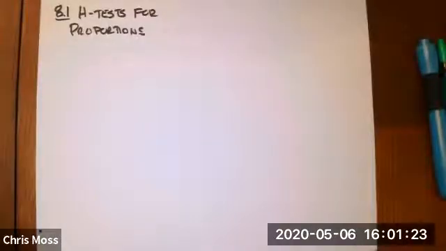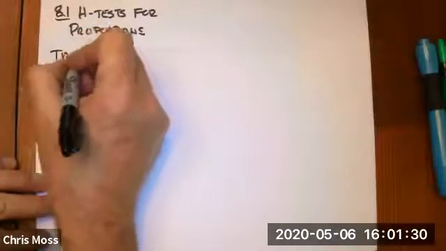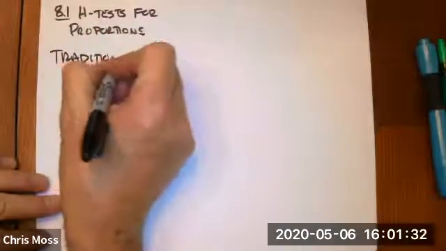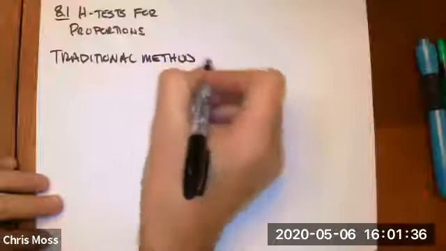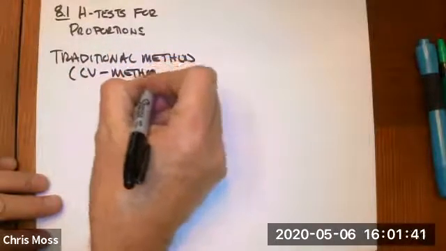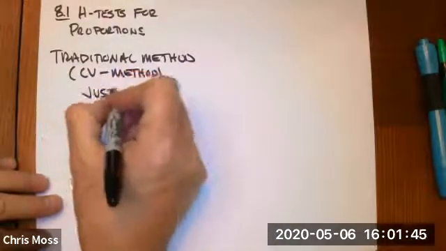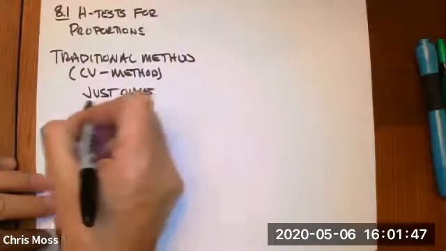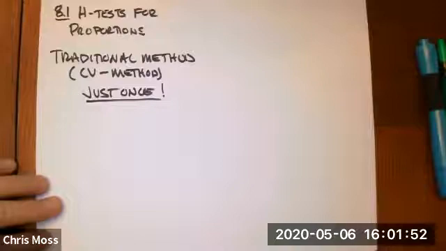All right. Hypothesis test for proportions. I'm going to remind people there are two approaches. There is the traditional method, also called the critical value method. And I'm going to use it just once. I like it because it is so visual. It really gives people a good idea what happens with a test of hypothesis.